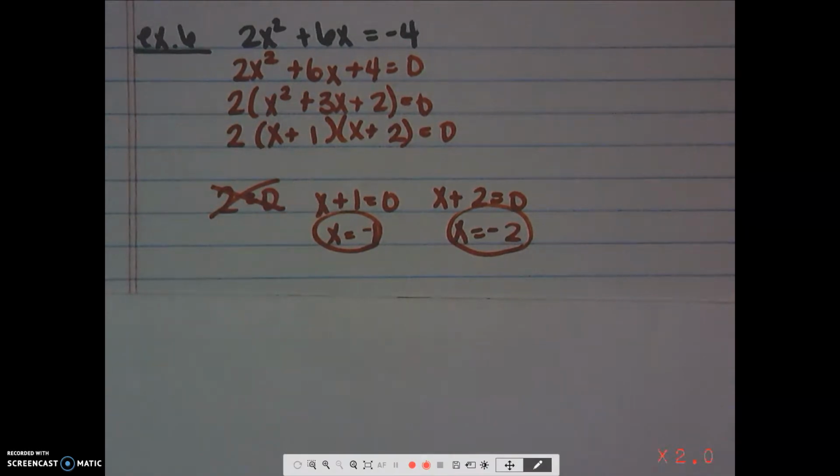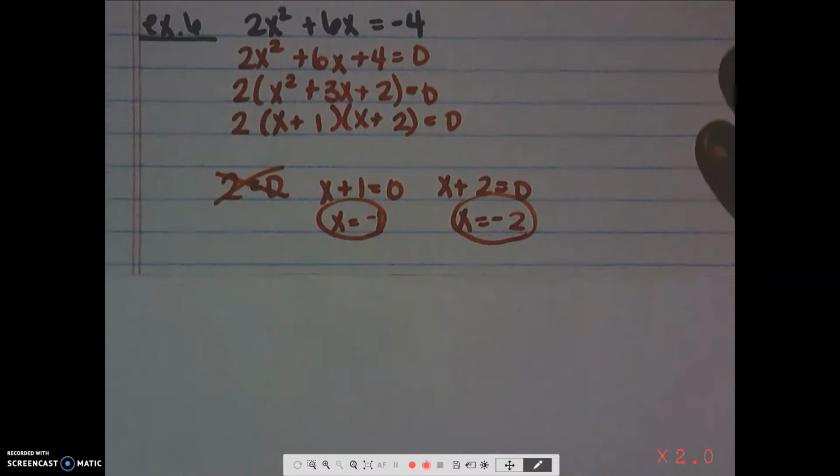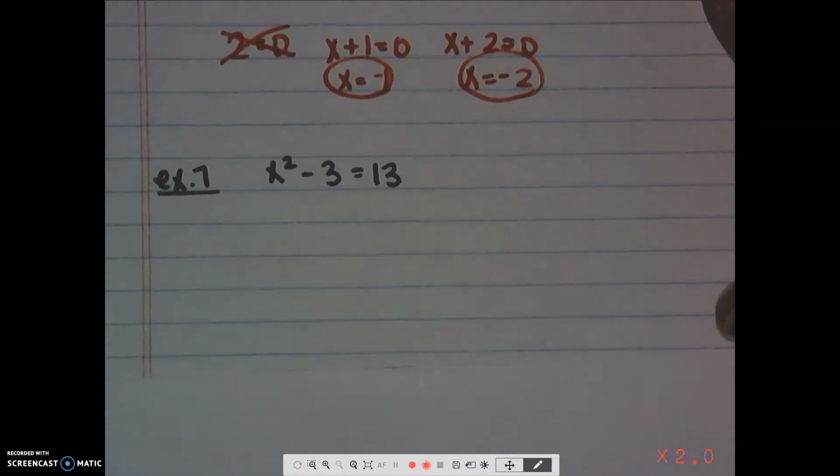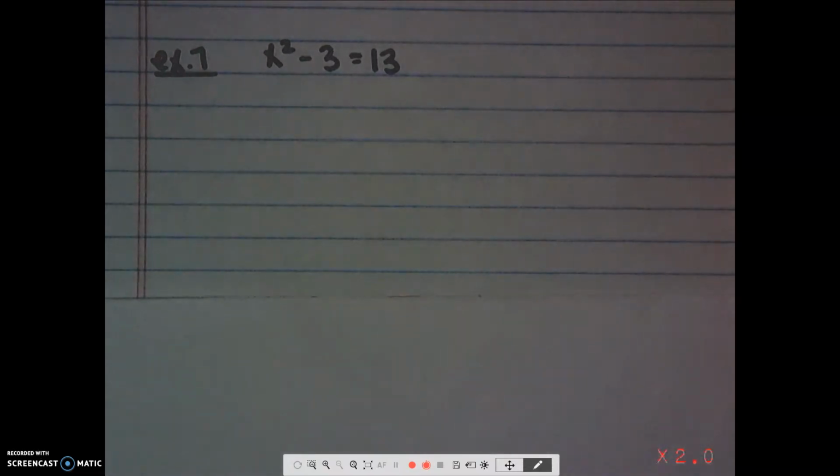And it's worth saying, I probably should have said this earlier, since it's a quadratic and x squared, that means that you're going to have 2 answers for these questions. Okay? All right, next one, we have x squared minus 3 equals 13. We're going to solve this question.